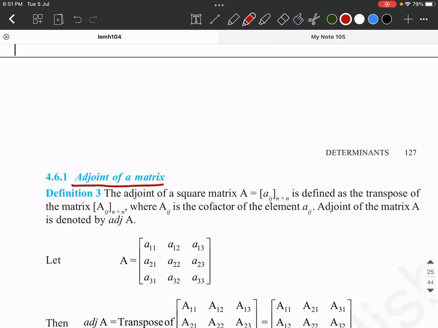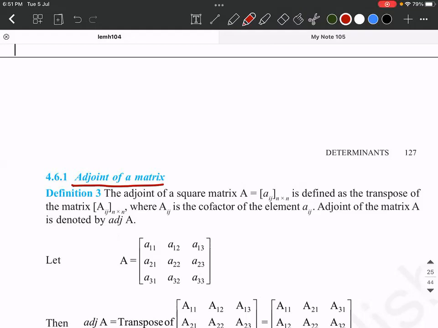So adjoint of a matrix, you first find the cofactor matrix. If suppose I give you a square matrix, you know how to find the cofactor of all the elements. So you replace those elements with the cofactors of those elements and find the transpose of it. I repeat, transpose of a cofactor matrix is what is called the adjoint of a matrix.